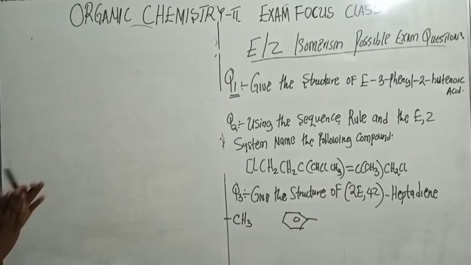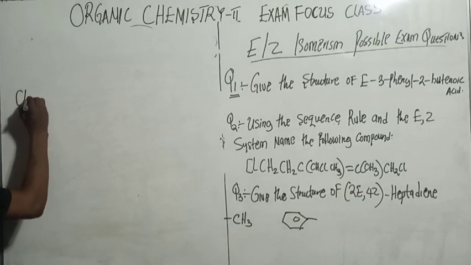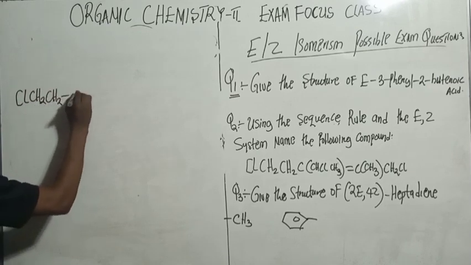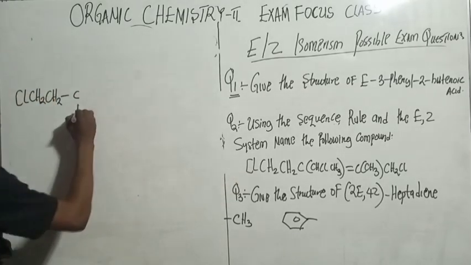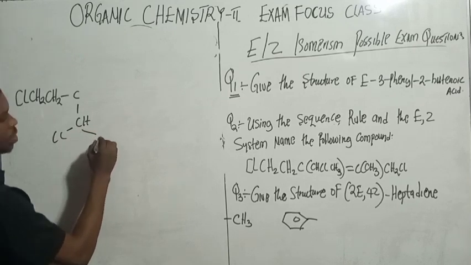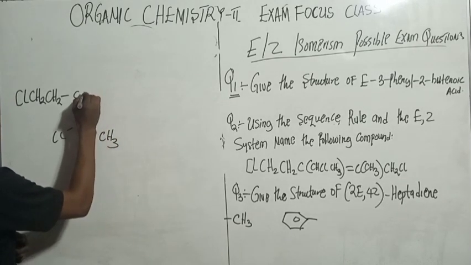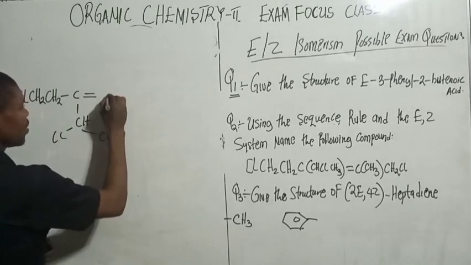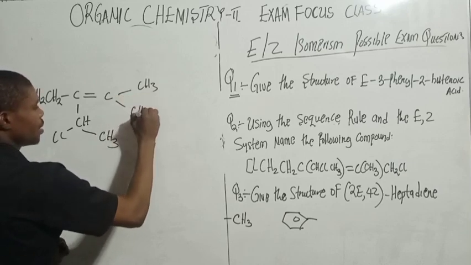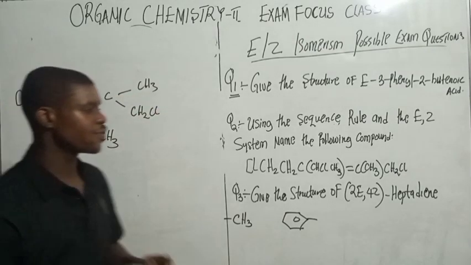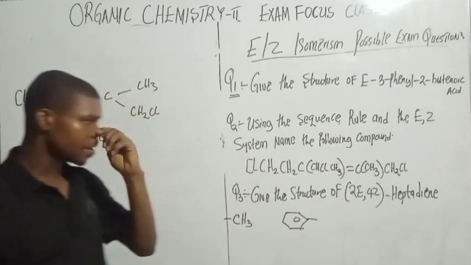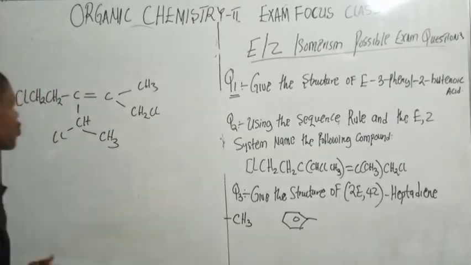So therefore, let's draw the structure out. Cl, here we have CH2, CH2, then C. Now here we have CHCl. Here we have CH3, double bond, right? Here we have CH3, and here we have CHCl. Now, when something like this is given to you, you need to draw the structure out first. It's okay. You need to draw the structure out, and this is the structure here.